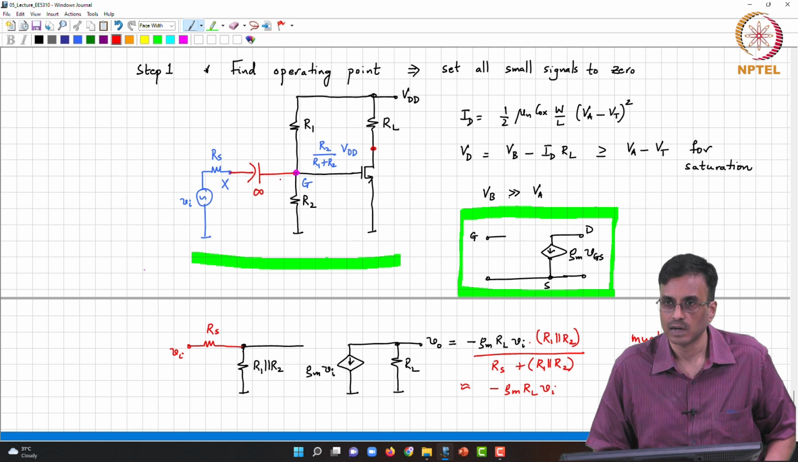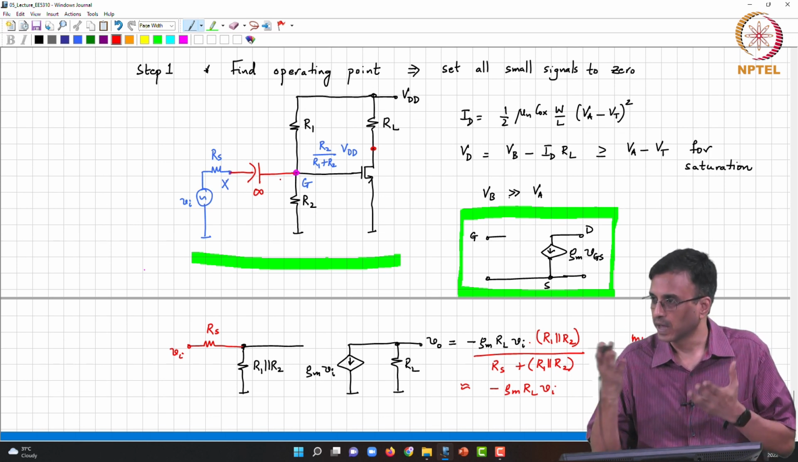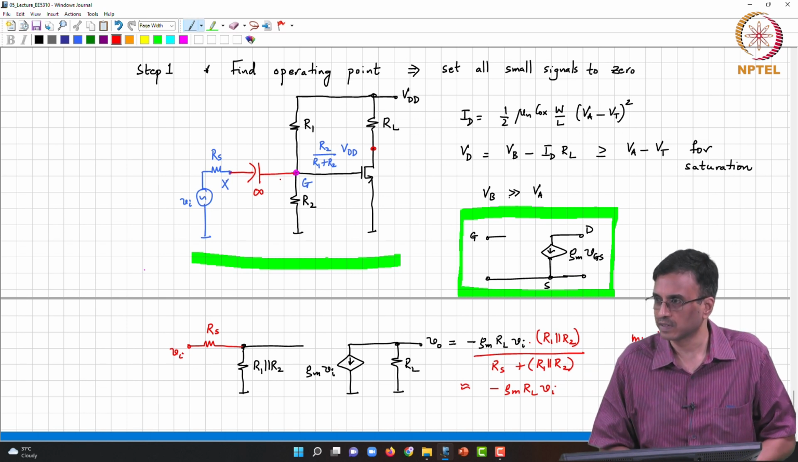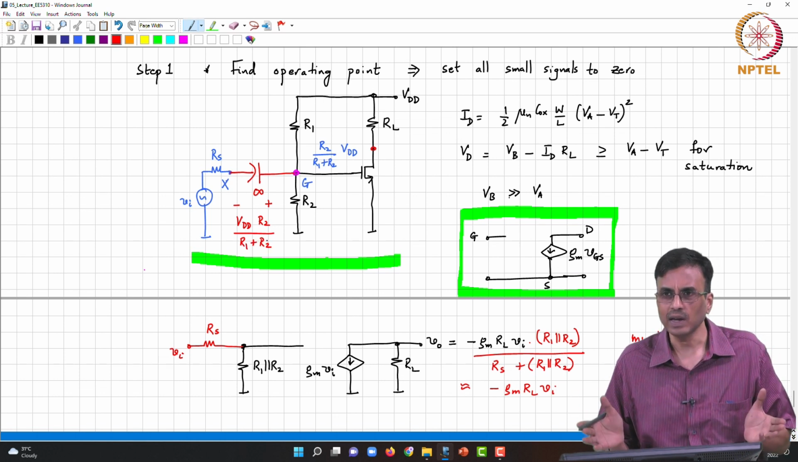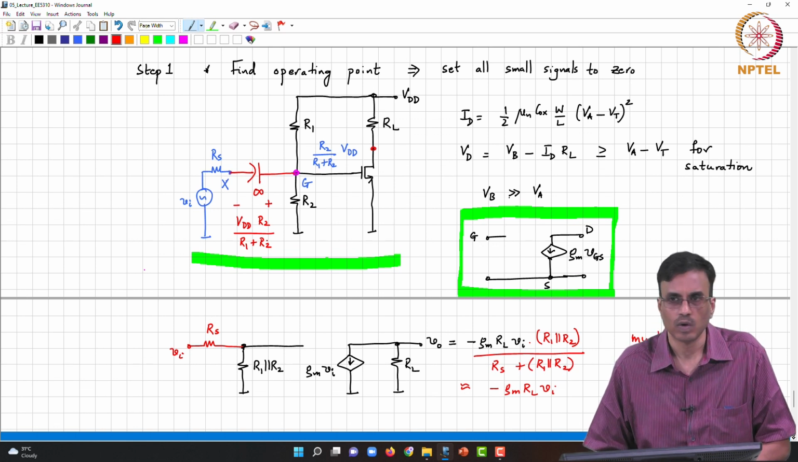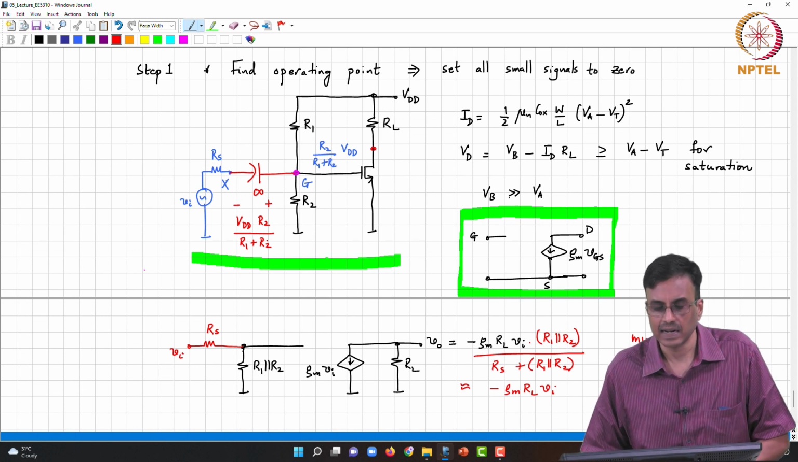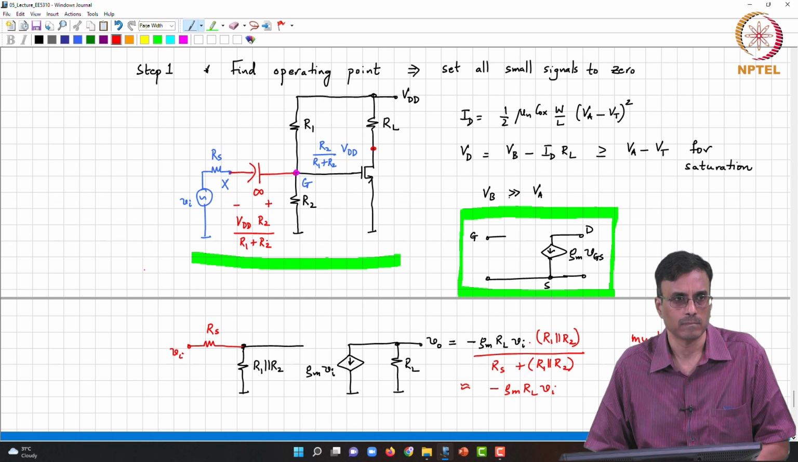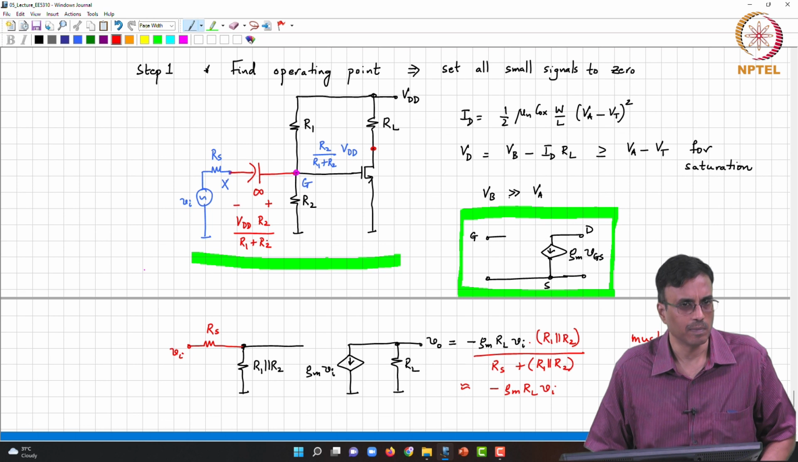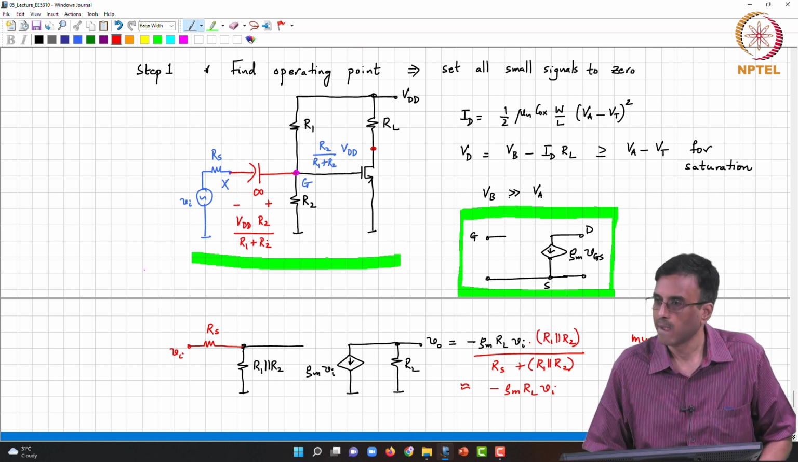What is the potential on the left? What is the potential on plate X? What is the quiescent voltage at node X? Zero. So, what is the voltage drop across that capacitor? This voltage is going to be VDD times R2 by R1 plus R2. So, all that the capacitor is doing is behaving like a battery with a voltage VDD times R2 by R1 plus R2. So, what happens in the incremental equivalent? The incremental equivalent just simply becomes a short circuit. Okay. All right.